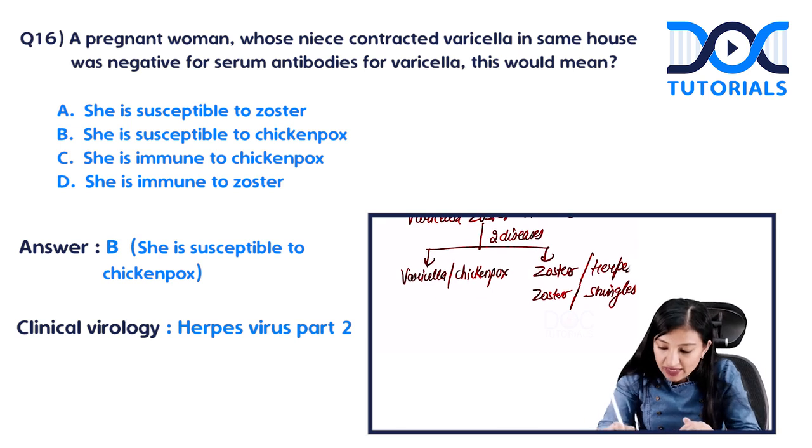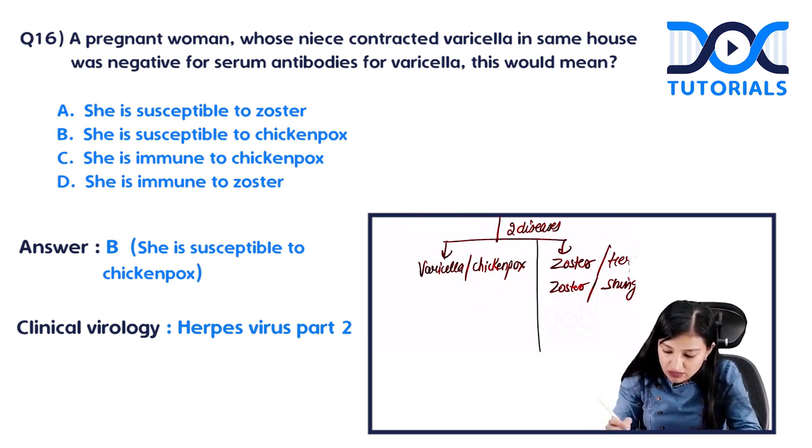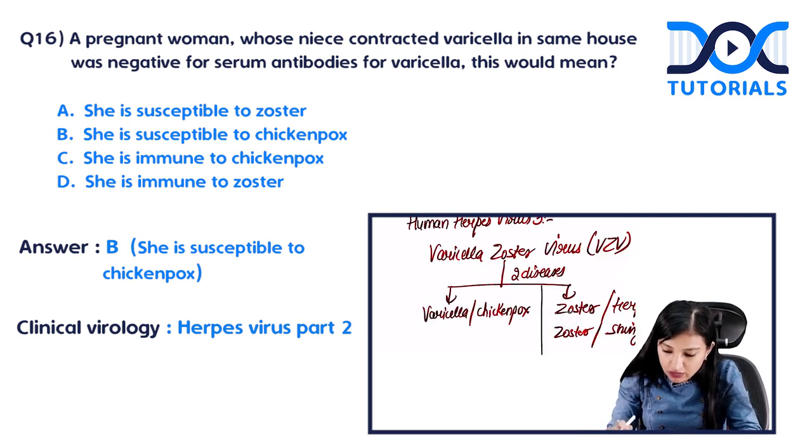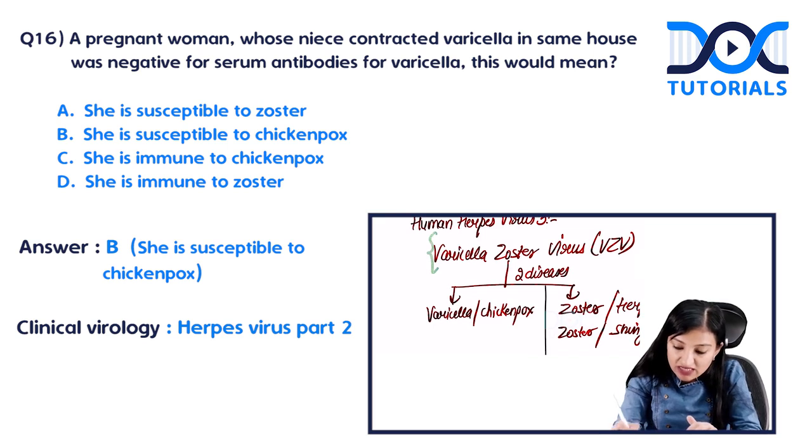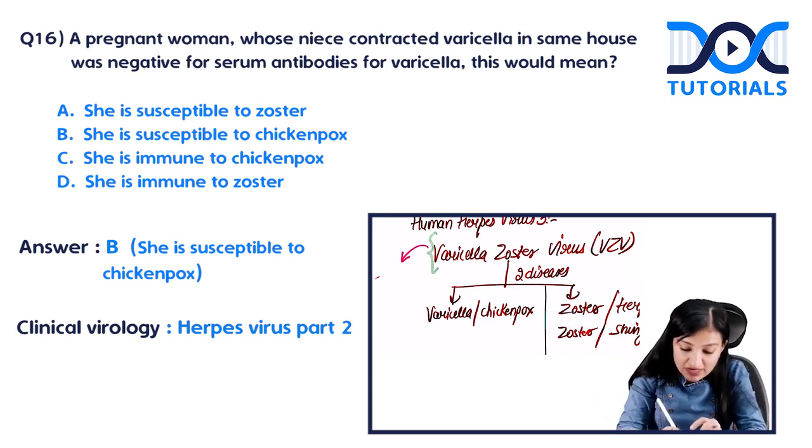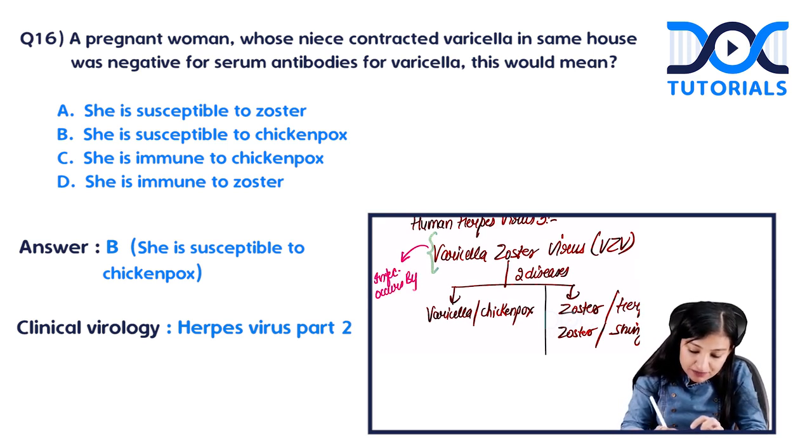Now, guys, some basic points about these diseases. Before that, how does the infection occur? Remember, in case of Varicella-Zoster virus, the infection occurs by droplet infection and contact with the skin lesions. The skin lesions are also infectious.